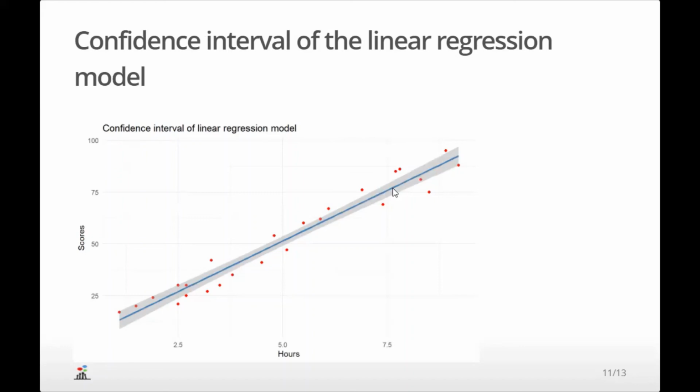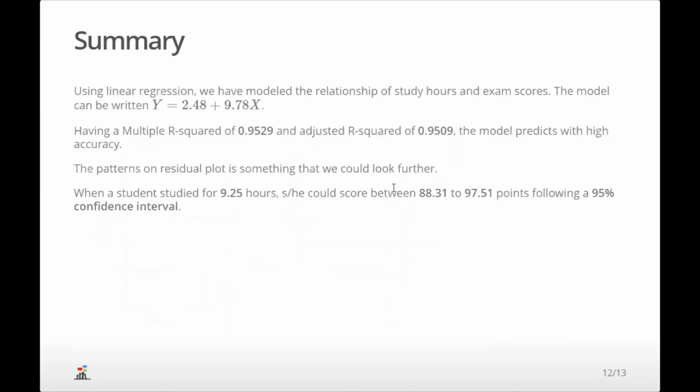So let's summarize what we have talked about in this video. First, using linear regression, we have modeled the relationship of studying hours and exam scores. And the model is estimated by y is equal to 2.48, which is our beta naught, plus 9.78, which is our beta 1, times x. And the R squared that we got is 95.29%, and the adjusted R squared is 0.9509, which means that the model that we have trained can predict with high accuracy.